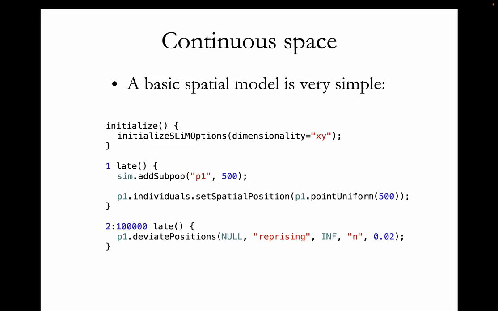Here we deviate those default positions using random draws from a normal distribution with a standard deviation of 0.02 and apply reprising boundaries to that process. Reprising boundaries means that if a deviated position lands outside the landscape's bounds, we'll just redraw the deviation until we get a position that's inside. So now we've got a model in which individuals live at particular positions on a continuous spatial landscape. It's not really a very spatial model, though, since the individuals still choose mates from anywhere on the landscape and don't interact in any way with their nearby neighbors. So now we'd like to add spatial interactions.